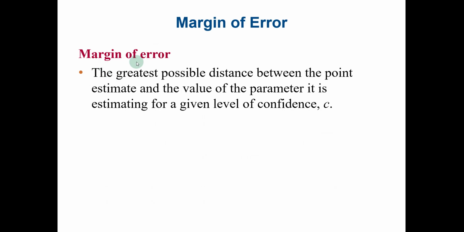We will look at the margin of error, which is simply the greatest possible distance between the point estimate and the value of the parameter it is estimating for a given level of confidence. So at a certain level of confidence, for example, 95 or 90, the margin of error is simply the distance between what you estimated and the true value. Of course, we do not have that value. So how do we compute it? We simply use this equation.